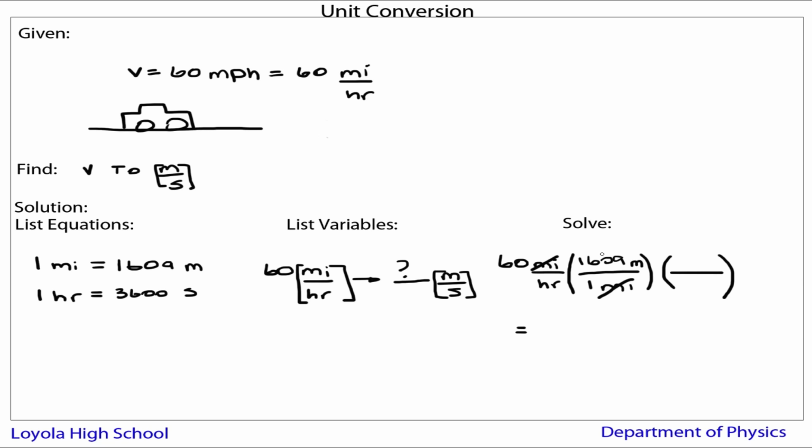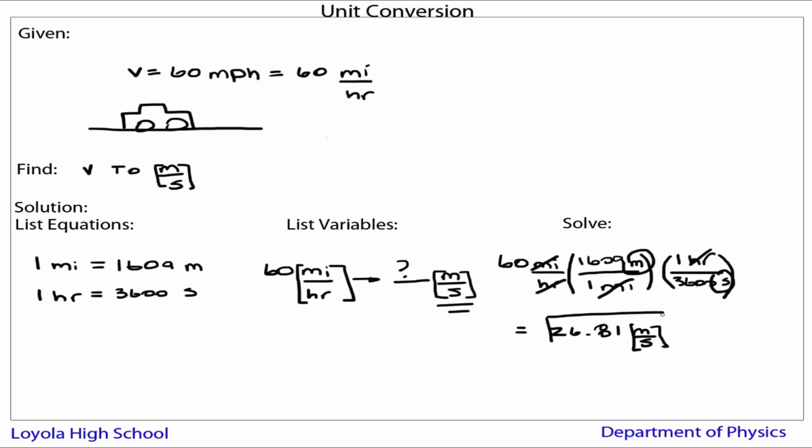This is equal to that. This is an equivalency. Likewise, I can see hours is on the bottom, so I want to get rid of it, so I'll put hours on top, because hours will cancel algebraically. And that gives me 3,600 seconds. So if you take a look at what I'm left with, meters per second. I'm left with the units I'm looking for right here. Okay. So basically it's 60 times 1609 divided by 3,600. So you just multiply and divide through by the numbers, and I get an answer here of 26.81 meters per second. And then you box your answer.